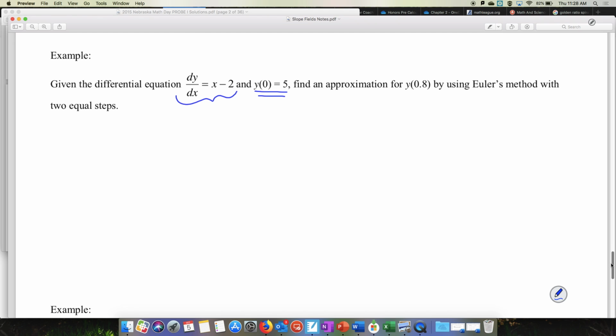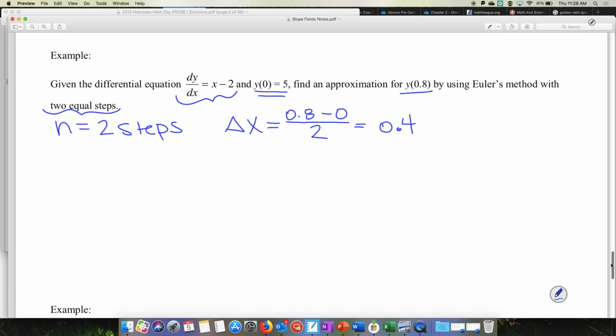Here's where we begin. We are approximating y of 0.8 with 2 equal steps. Okay, so we have 2 steps, which means our change in x is going to be what? How did you get that, Richard? 0.8 divided by 2. Okay, we are ending at 0.8. We are beginning at 0, and we want 2 steps. So delta x is 0.4.